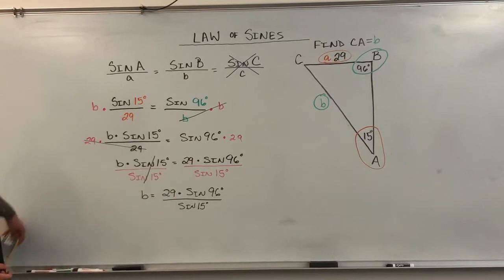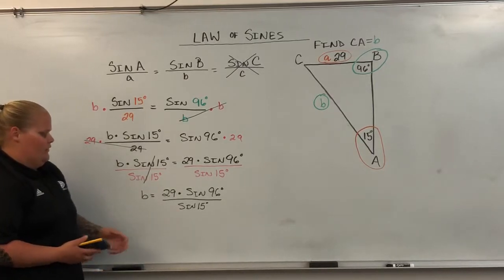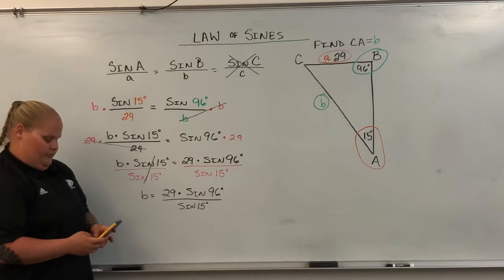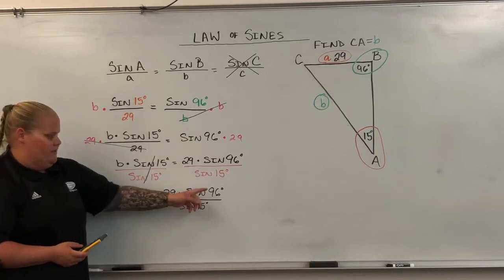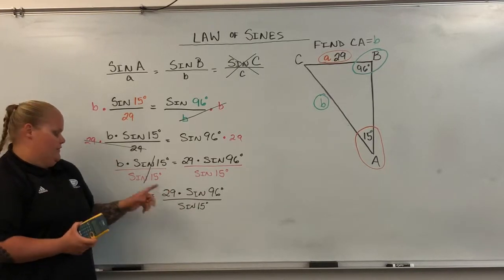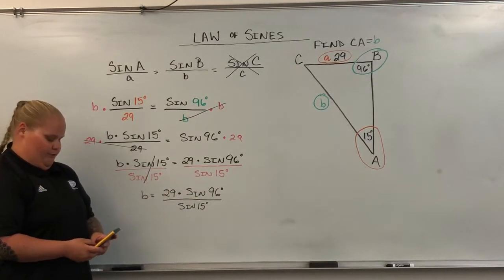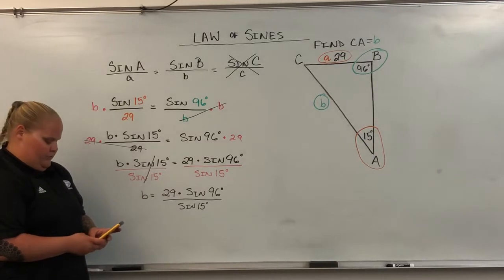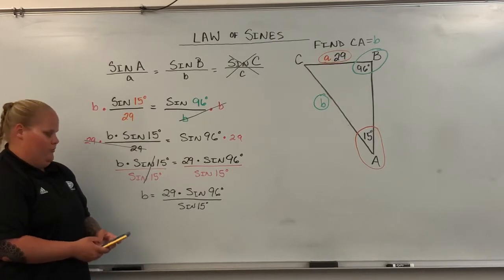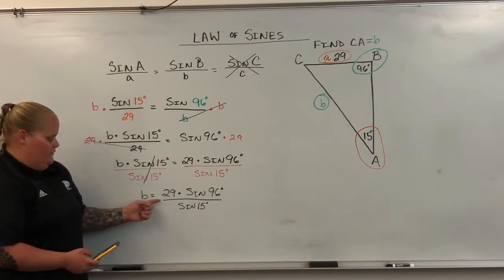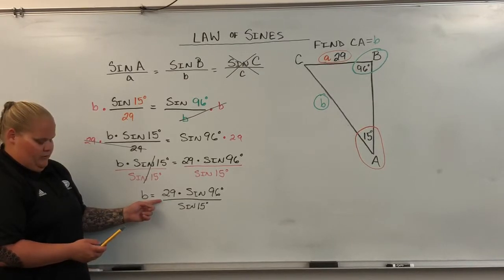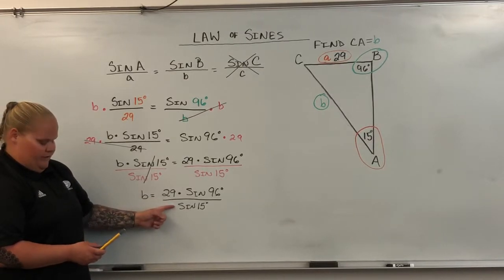From here, it's just inputting this into your calculator. So we have, turn this on really quick, 29 times the sine of 96. I'm going to put this top piece inside a set of parentheses, so I'll speak as I'm typing here. I have parenthesis, 29 times sine of 96, parenthesis, one more parenthesis. Then I'm going to divide by the sine of 15 degrees.